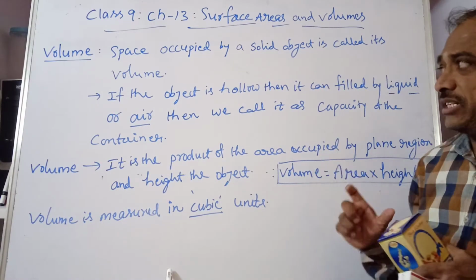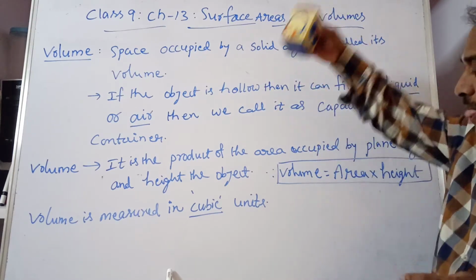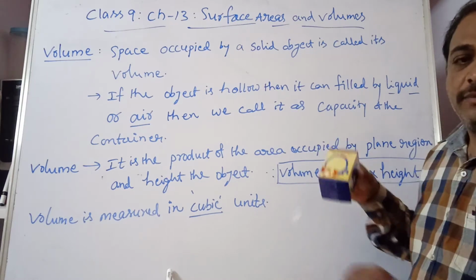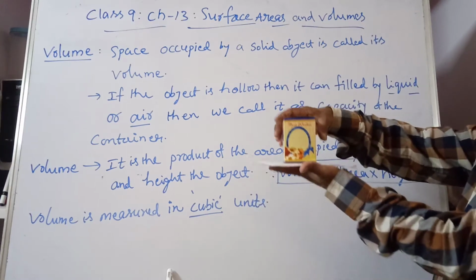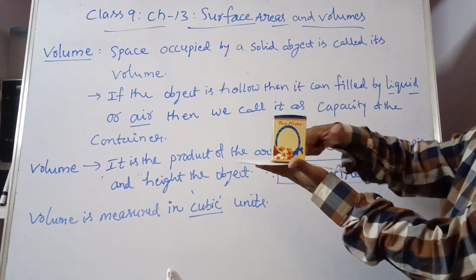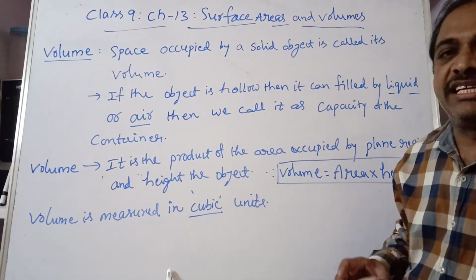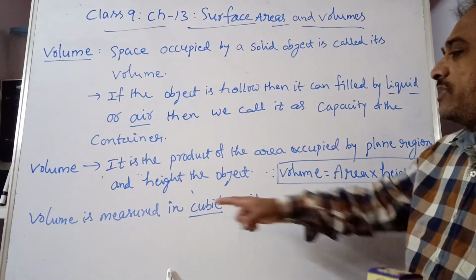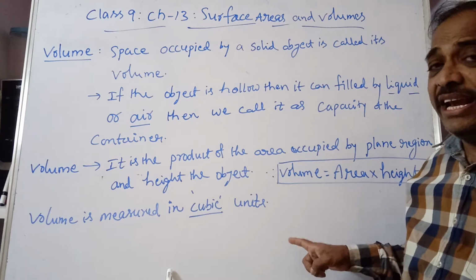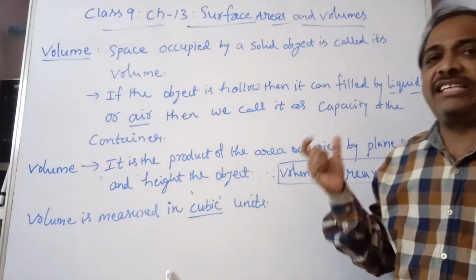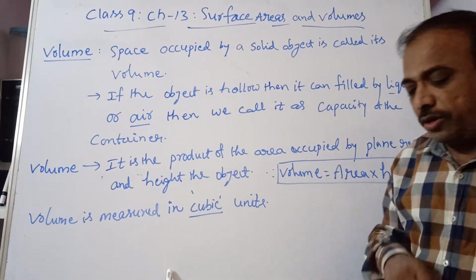Is the difference between area and volume clear? Volume is space occupied. Now you see, if I keep this paper, this is a plain region. Now if I keep this on it, the area occupied, the region occupied by the object, into height, that is called its volume. Volume is measured in cubic units. Let us see the volume of different objects.